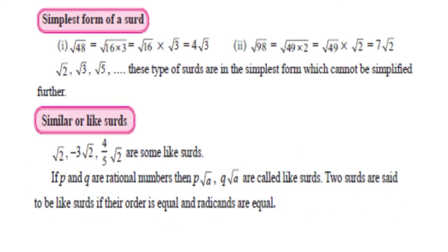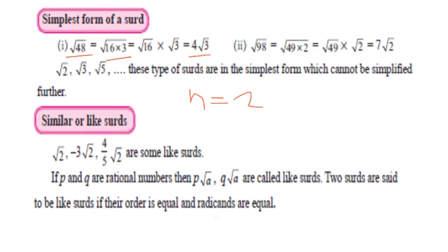Simplest form of surd. Square root of 48. Means here value of n is 2. Order is not given, means order of the surd is 2. Square root of 48 is equal to, its factors are 16 into 3. Means square root of 16 into square root of 3, and square root of 16 is 4. Means 4 root 3. 4 root 3 is the simplest form of square root of 48.